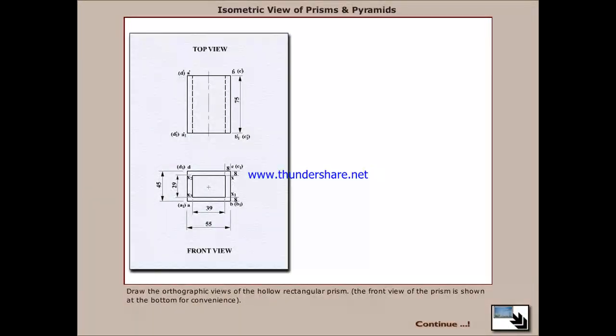Draw the orthographic view of the hollow rectangular prism. The front view of the prism is shown at the bottom for convenience. Draw a horizontal line nearby and mark a point B on it. Draw the two inclined isometric axes at B. The axes are inclined at 30 degrees to the horizontal line and at 120 degrees to each other.